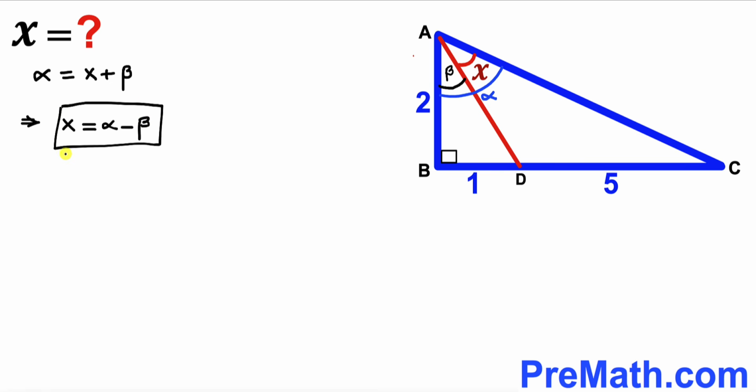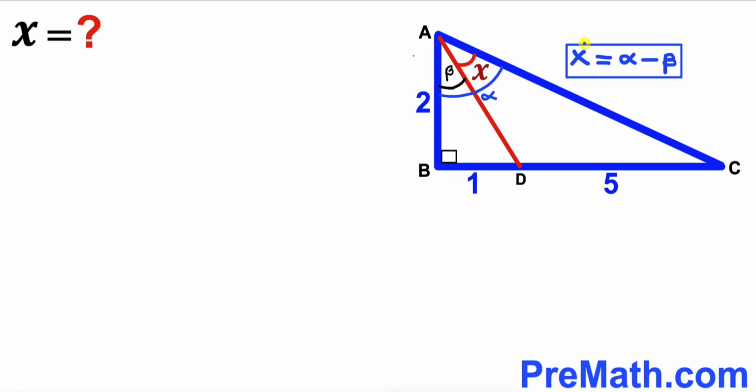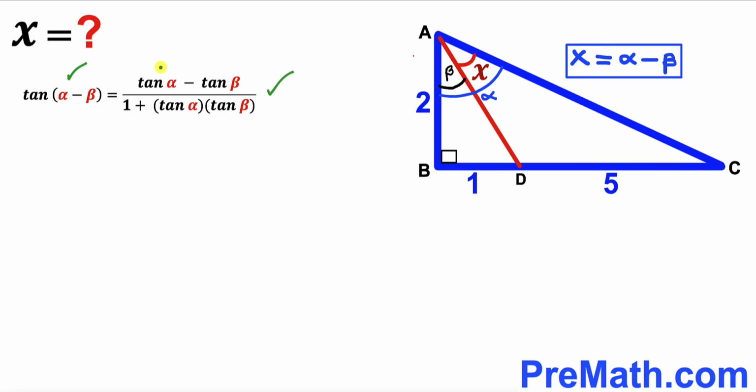So this is our representation. Thus our angle x turns out to be equal to alpha minus beta. And now let's recall this crucial trigonometric identity. Tangent of alpha minus beta is always equal to tangent of alpha minus tangent of beta divided by 1 plus tangent of alpha times tangent of beta. So therefore now our task is to find the value of tangent of alpha and the tangent of beta as well, before we could calculate our x value.